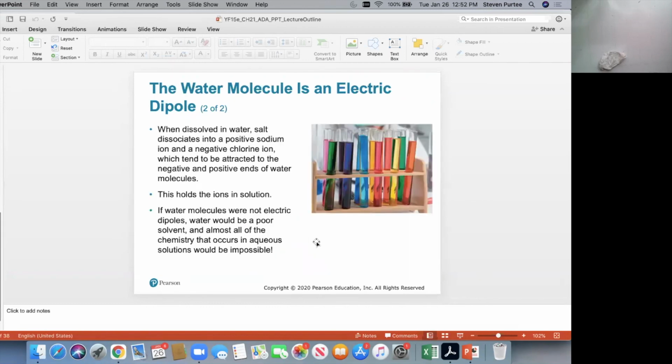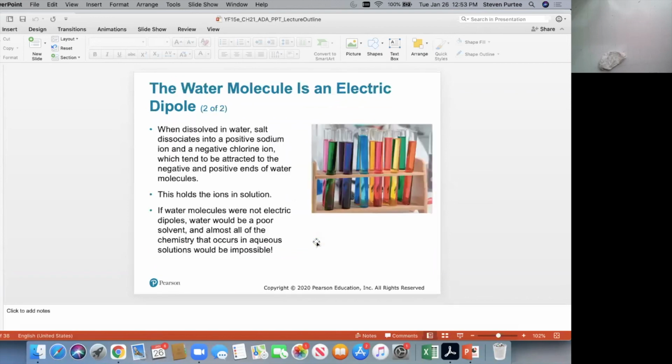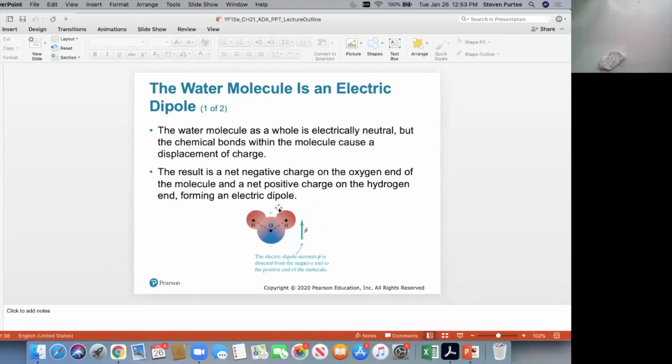If you put it in an electric field, it will rotate. That's called torque on a dipole. This is how your microwave works. Things that you put in the microwave have water in them. We apply an electric field. We cause this to rotate. We turn off that field, it rotates back. That puts energy into the system, rotational energy. And that energy just gets translated into heat.